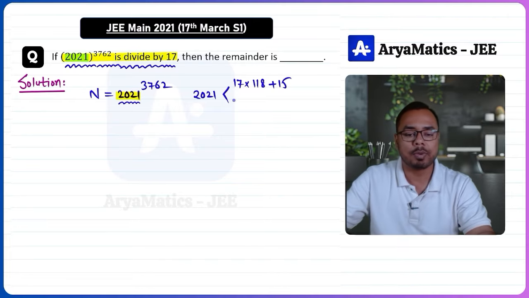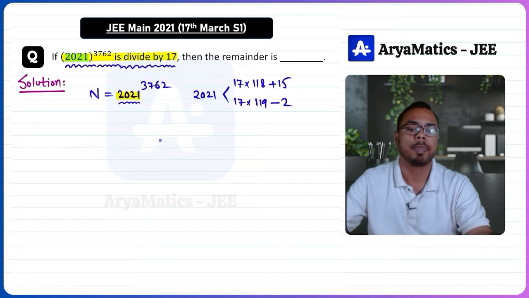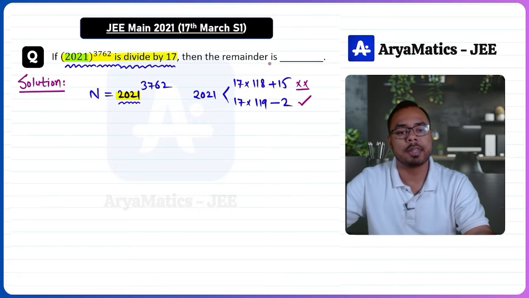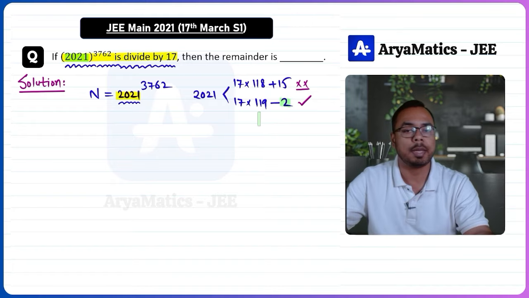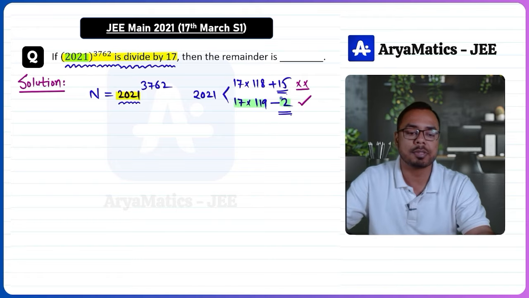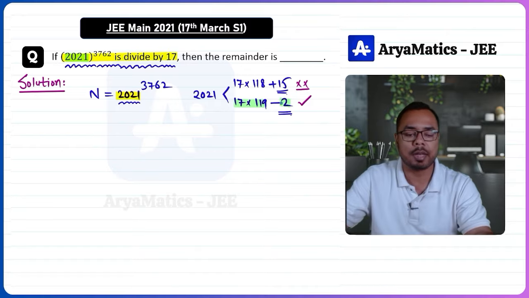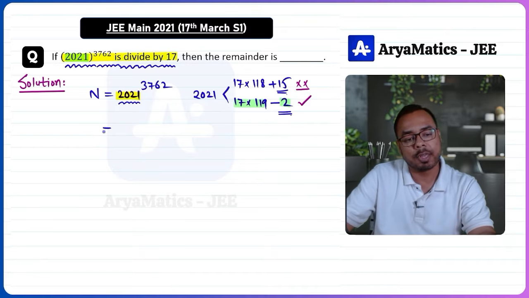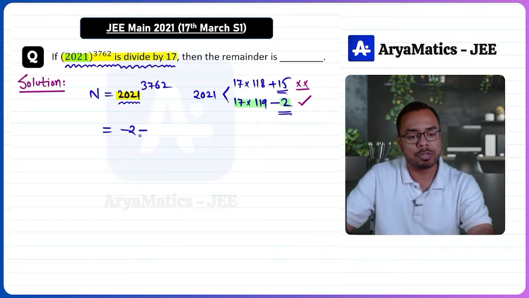Another approach is that you can write the same number as 17 into 119 minus 2. Now, we should always prefer the second form. Why? Because in this form, we are dealing with a smaller base. If you convert 2021 into this second form and apply binomial expansion, then at the second stage you are dealing with minus 2 raised to something, whereas in the first form, we'll get 15 raised to something. So obviously, we have to prefer the second one instead of the first one. So we can write this number as minus 2.